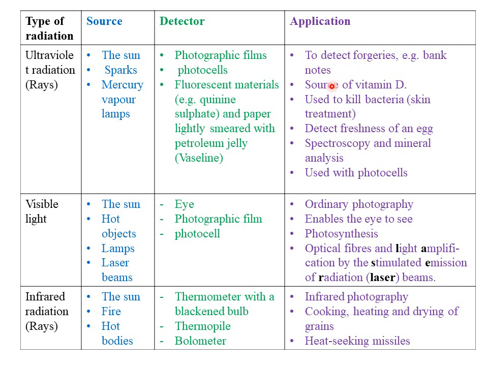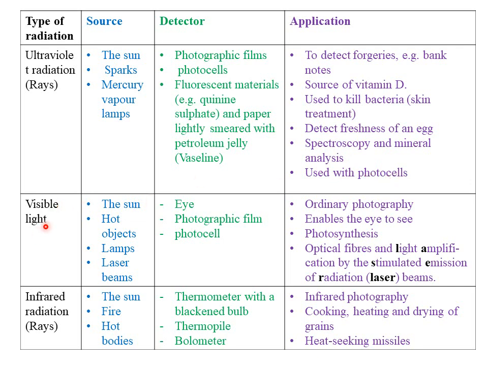The other application of ultraviolet radiation is that it is a source of vitamin D. It is also used to kill bacteria, that is, in skin treatment. It is also used to detect the freshness of an egg. When you hold the egg against the sun, or against ultraviolet radiation, you are able to see the internal parts, which helps you determine whether that particular egg is fresh or not. It is also used in spectroscopy and mineral analysis, and lastly, with photocells.